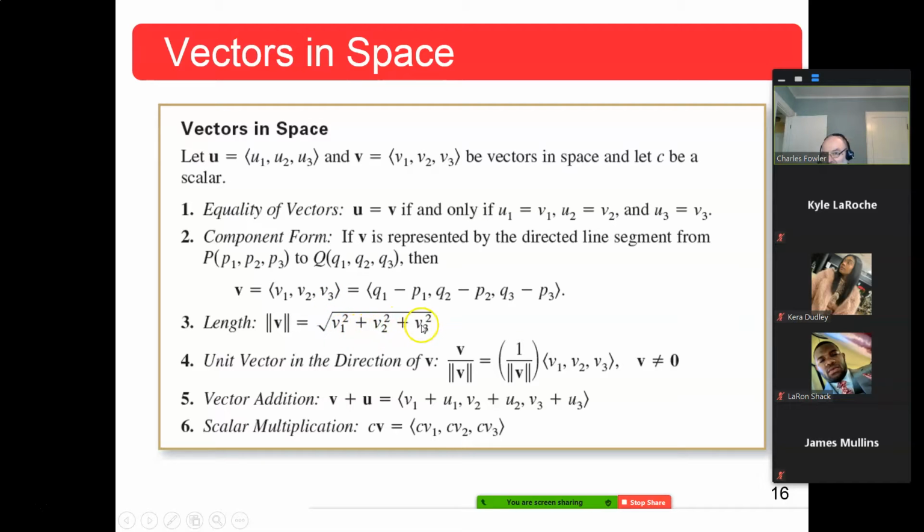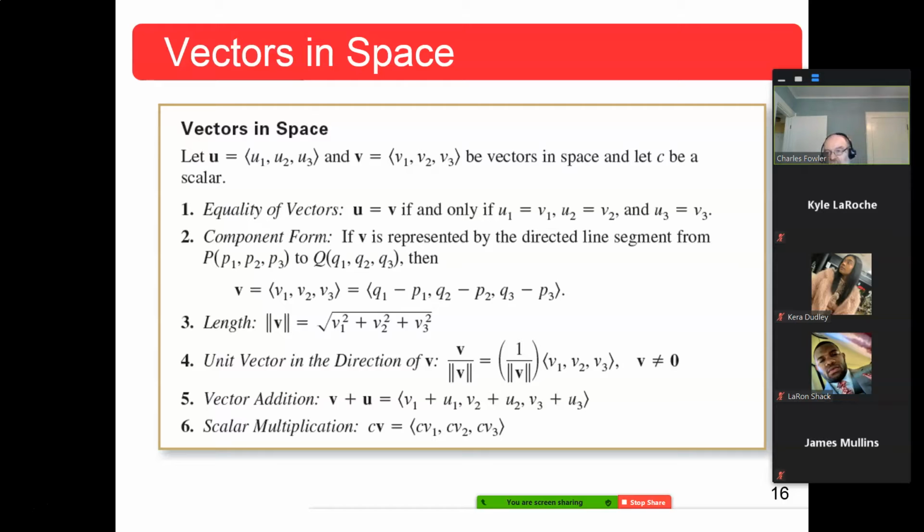Whether V1 is positive or negative, V2 positive or negative, V3 positive or negative, when you square them, they're not going to be negative anymore. So you have all positive numbers under here, or zeros perhaps, and you take the positive or principal square root. The length of a vector is always a non-negative quantity. It could be 0 if that's a 0 vector, but otherwise it's a positive number. Length or magnitude is always positive.